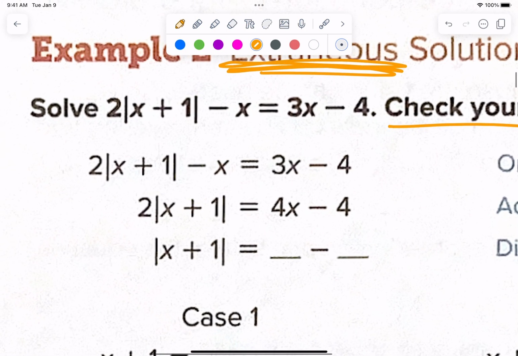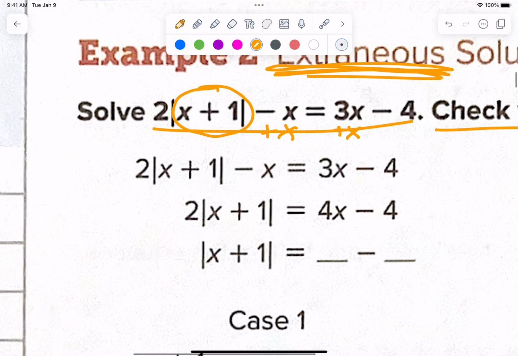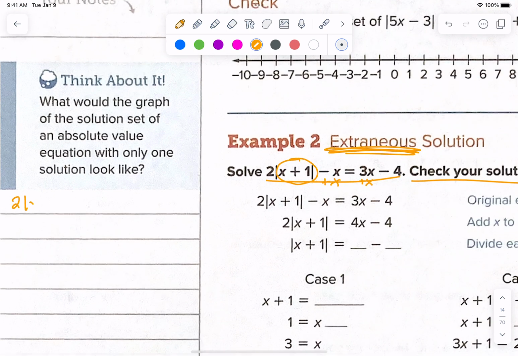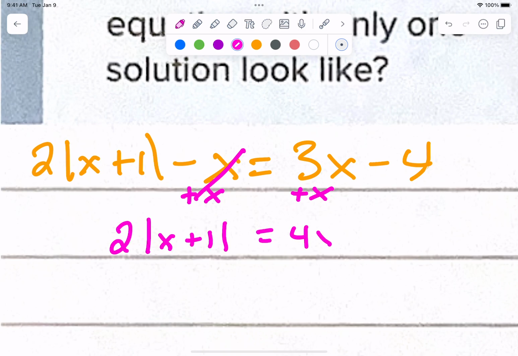All right, are we ready for this? What would you like to do, move first? We want to get the x plus 1 by itself. Let's add the x. We want to get rid of the negative x. So if we add the x over, I'm going to write it over here. I don't like the way that they show their work, so I'm going to write it over here. Minus x equals 3x minus 4. So Sienna wants to add the x over. There we go. X plus 1 equals 4x minus 4. Got it?